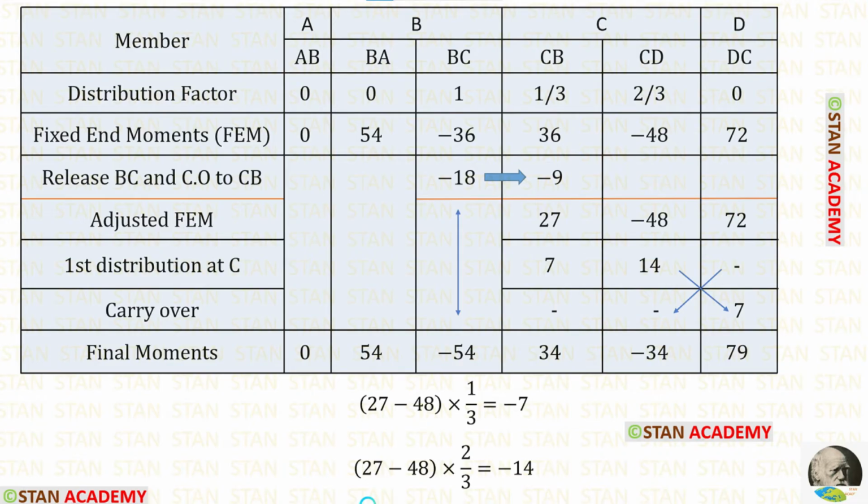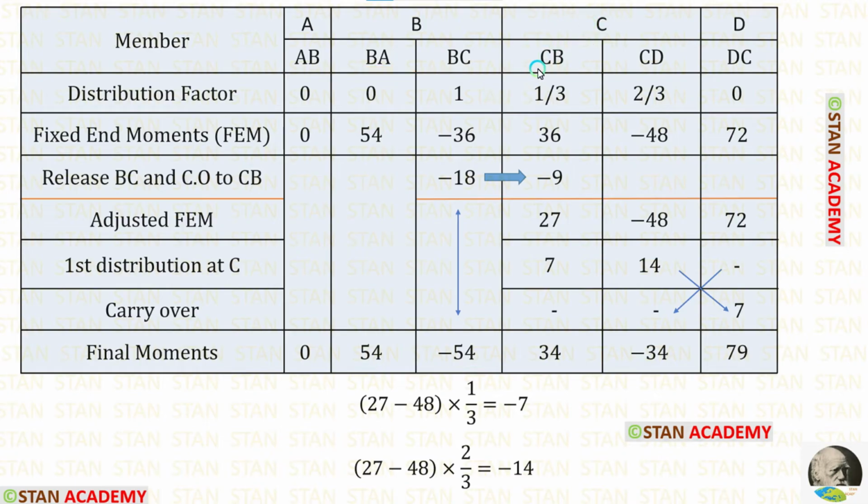Now let us make the first distribution. We know that the distribution can be done only in the joints. Here there are two joints, joint B and joint C. We should not make any distribution under the joint B because we have already calculated the final moments for BA and for BC. In this case, we can make the distribution only in the joint C.